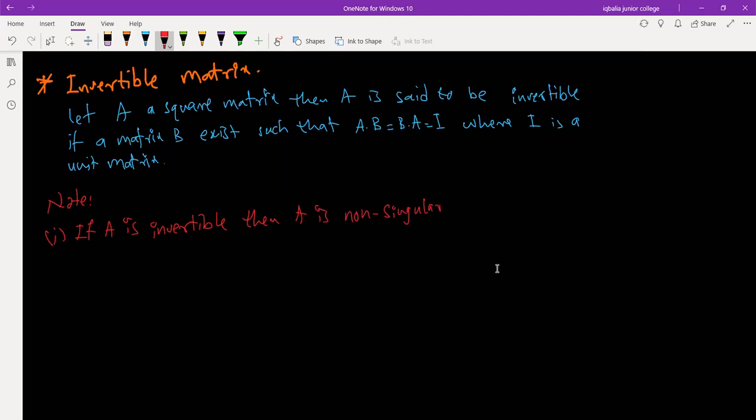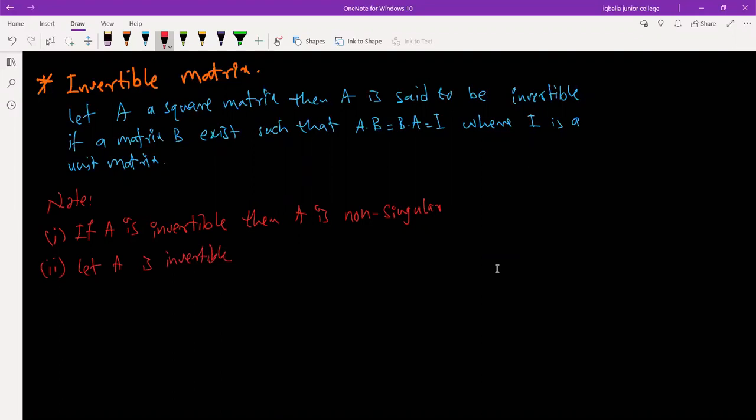Okay, and determinant A will be non-zero. Then A is non-singular. Okay, now the next point is: let A be invertible, then there is a matrix B such that AB equals I, hence.